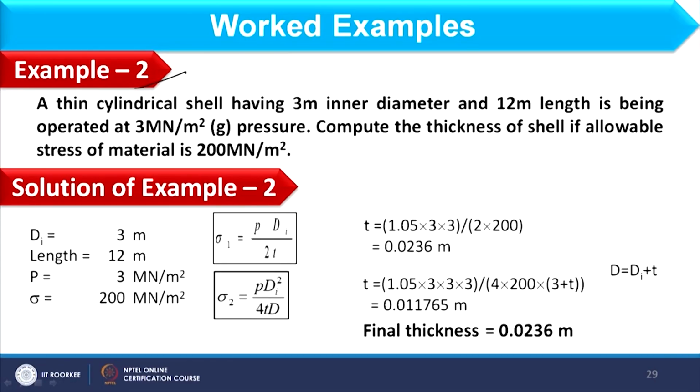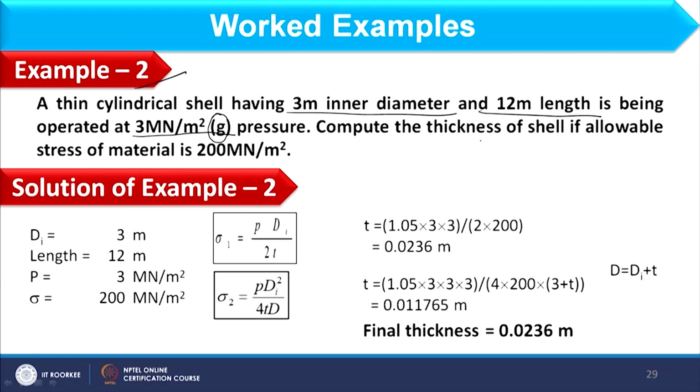So, in this way we have derived the expression for hoop stress as well as longitudinal stress, and based on this let us solve one example so that it will be more clear. So, here I am having example 2 where a thin cylindrical shell having 3 meter inner diameter and 12 meter length is being operated at 3 mega Newton per meter square G. What is this G? G is nothing but the gauge. So, pressure is given in gauge. Why I am considering pressure in gauge, that we will discuss later on.